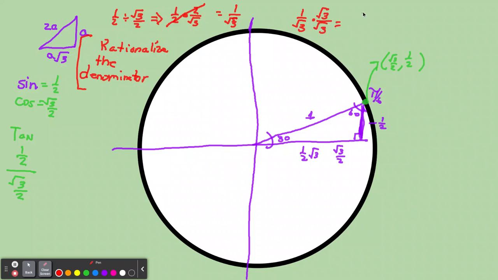And what do you get? You're going to get the square root of 3, because 1 times the square root of 3 is the square root of 3. But over here, the square root of 3 times the square root of 3 is the square root of 9, which is a perfect square. So this final answer will be the square root of 3 over 3. That's tan. We just found tan.